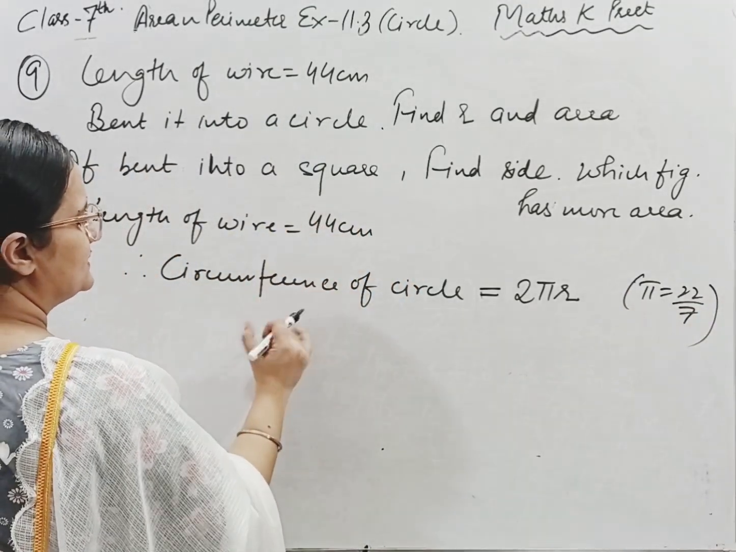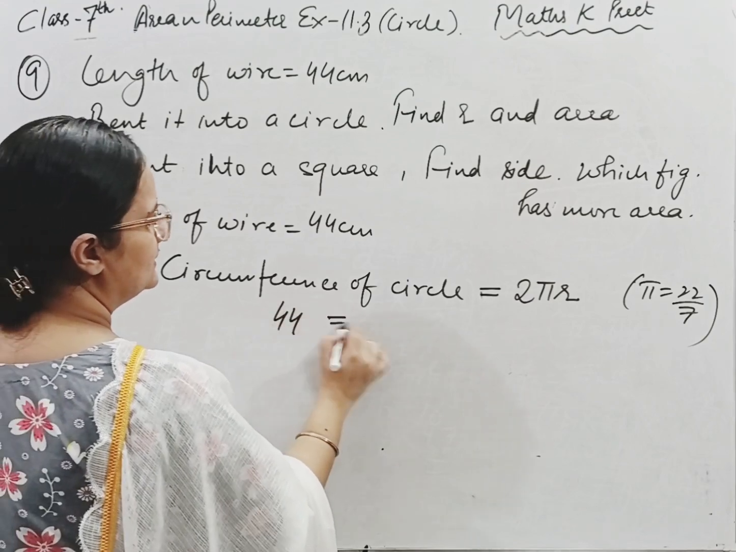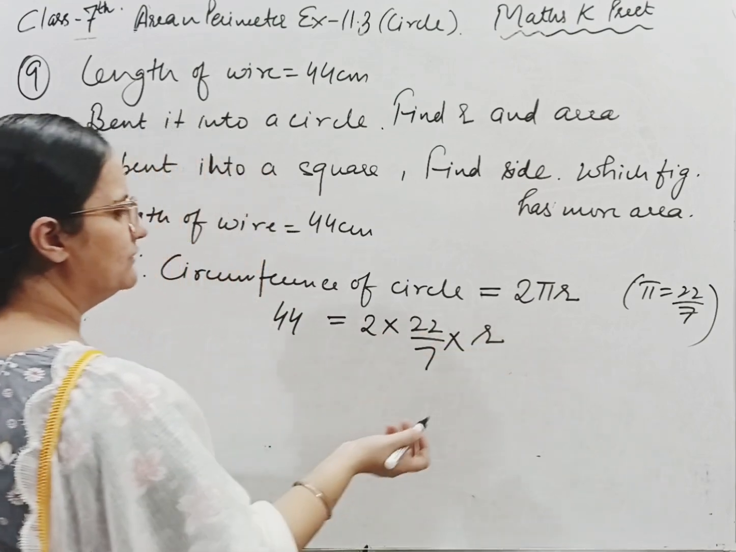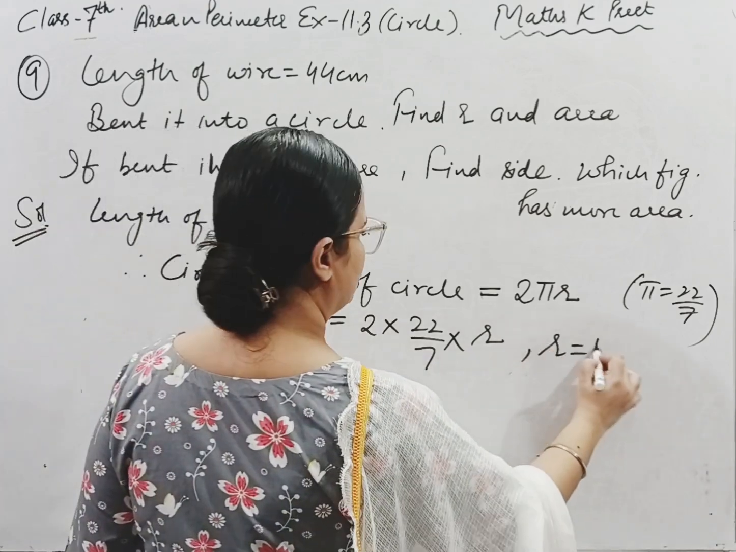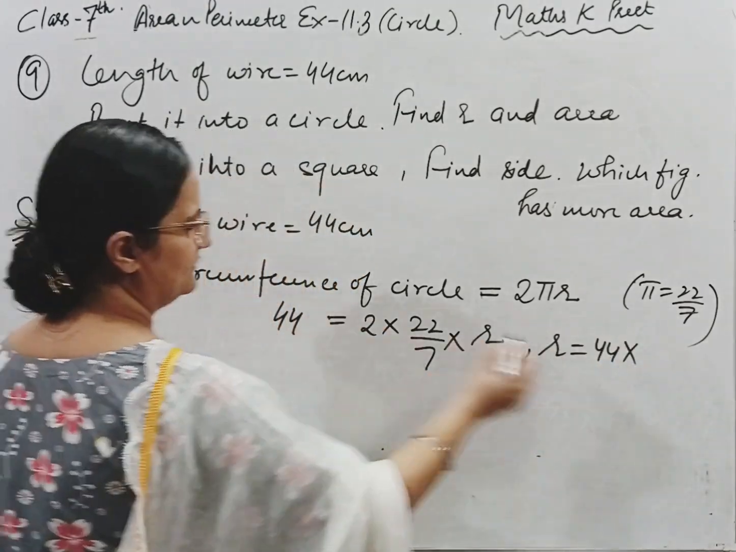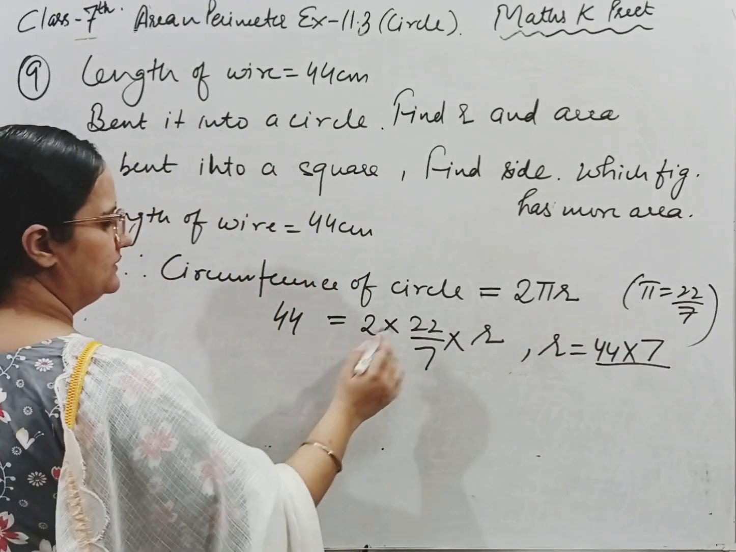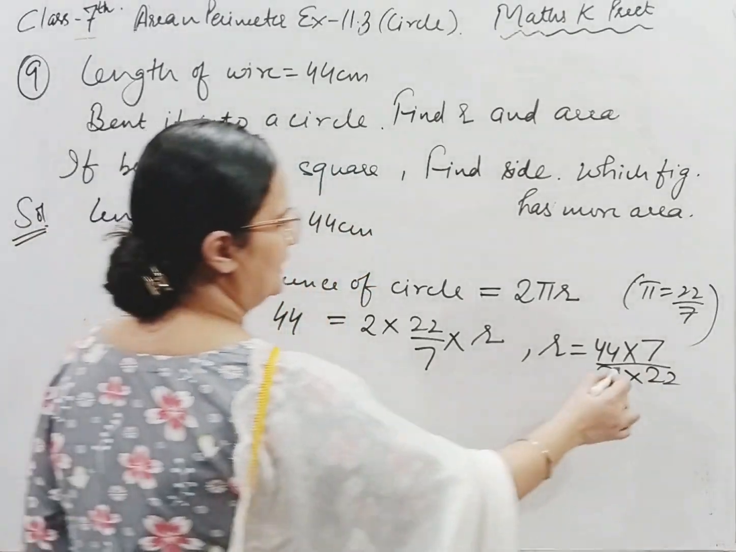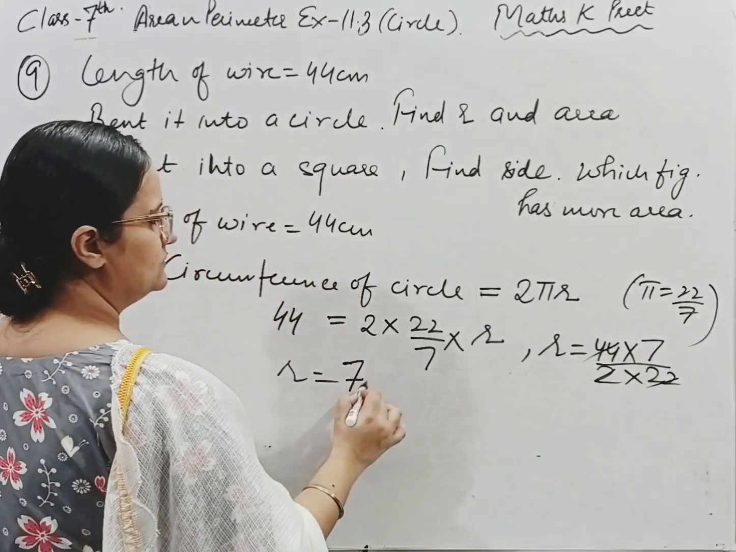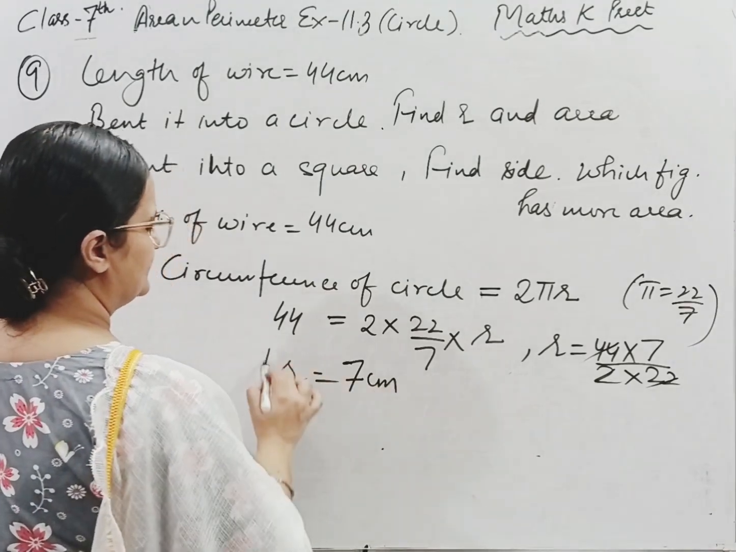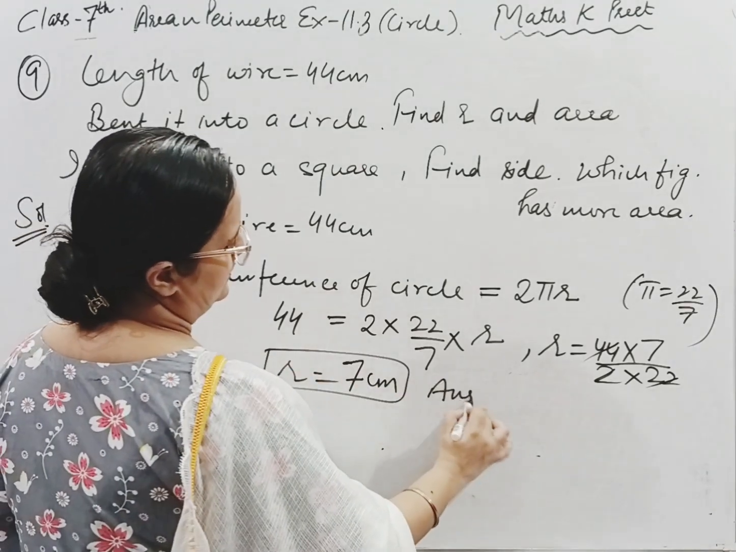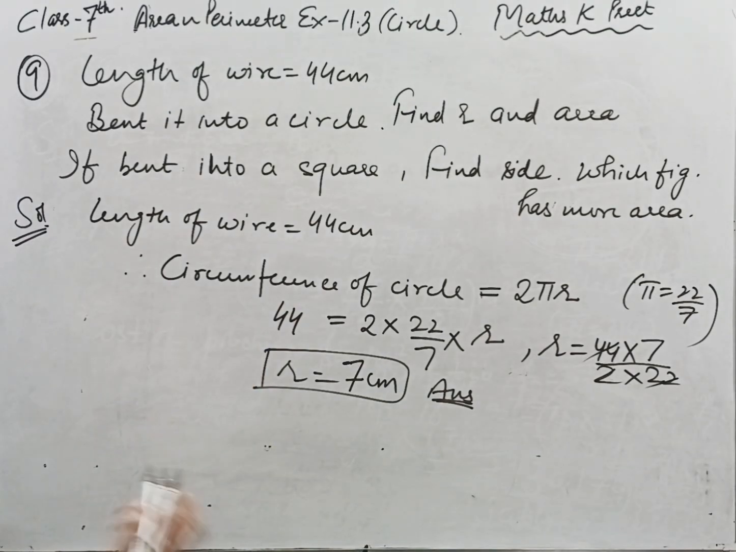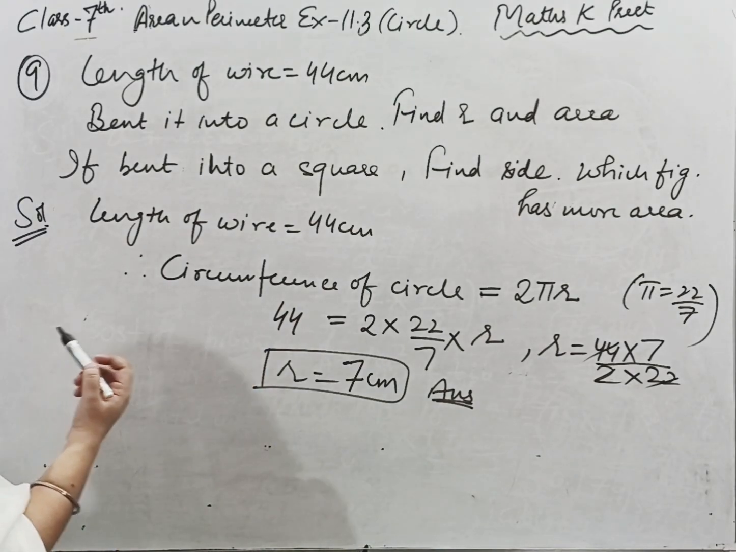So this is the length of wire. This means this is giving us the circumference of the circle. This is equal to 2 pi r. We have to calculate r. R is equal to 44 into 7 in the numerator and 2 into 22 in the denominator. So we are left with r is equal to 7 centimeters. This is my first answer. See how many questions they are asking in the question, that many answers you will get in your solution.